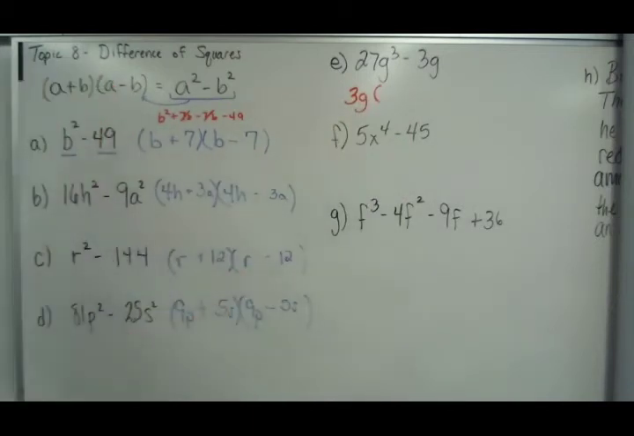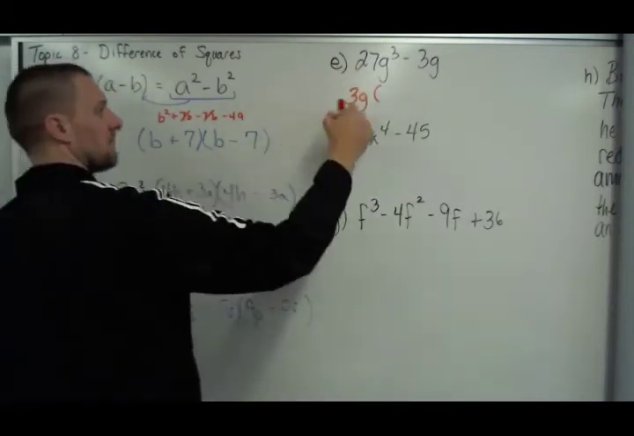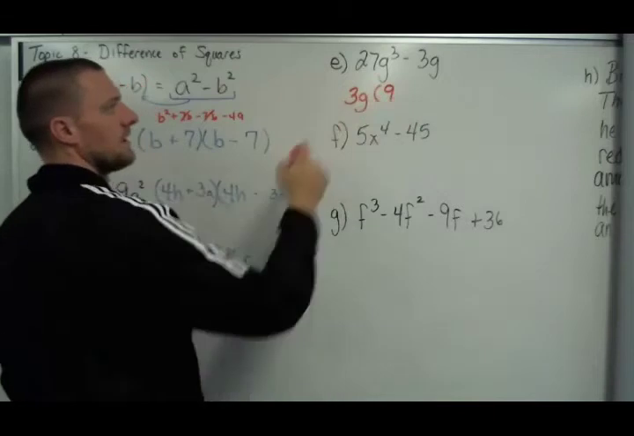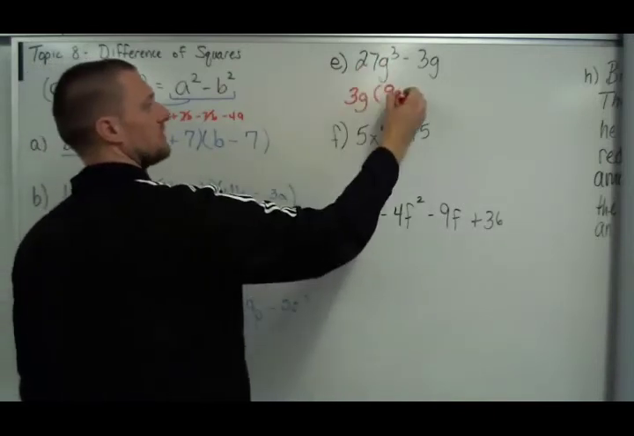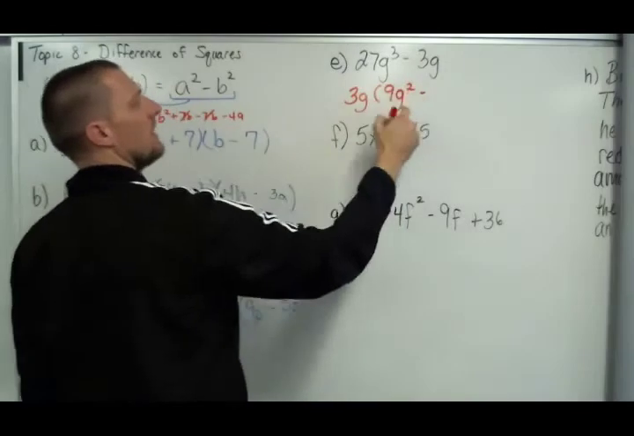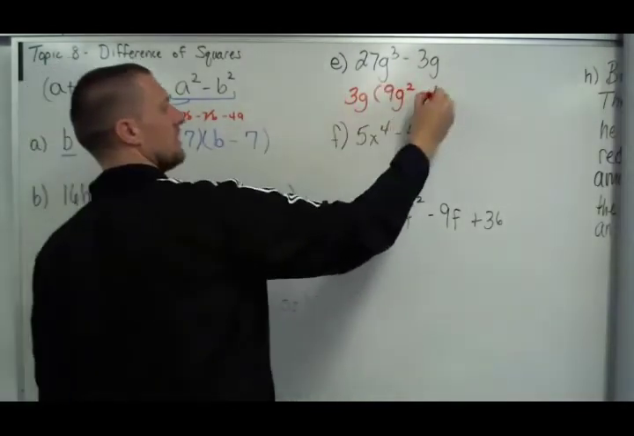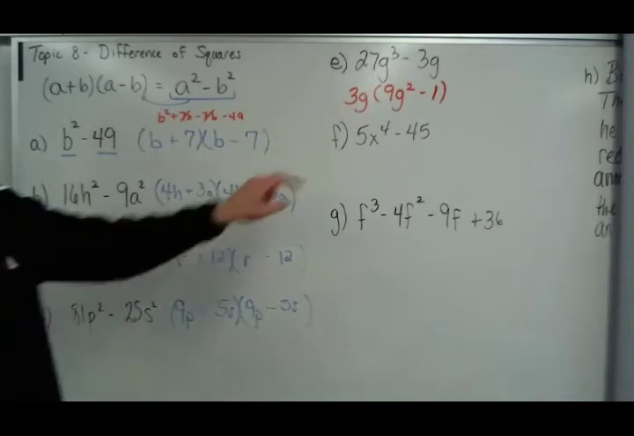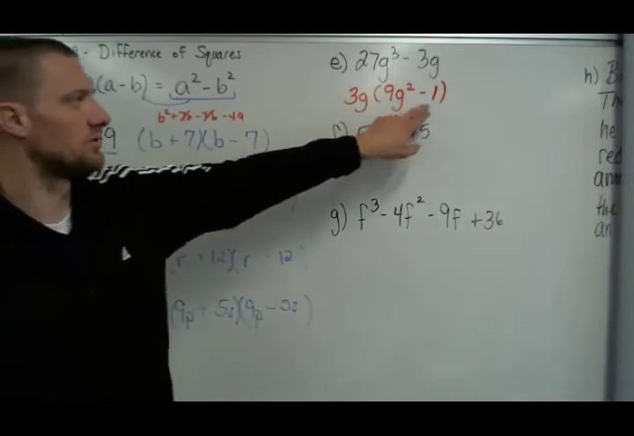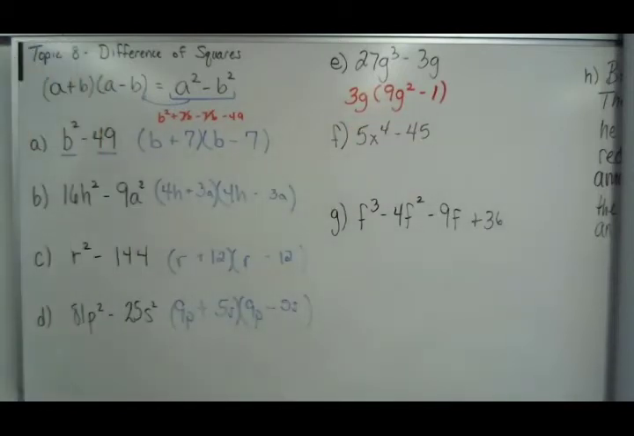Now remember, factoring is division. So 27 divided by 3 is 9. G cubed divided by g to the first. Remember, you subtract your exponents. So that's g squared. And then 3g divided by 3g is 1. Now if you look at this, you've got a 9 and a g squared, which are perfect squares. A 1 is a perfect square. It's 1 times 1. And so you have the difference of squares.